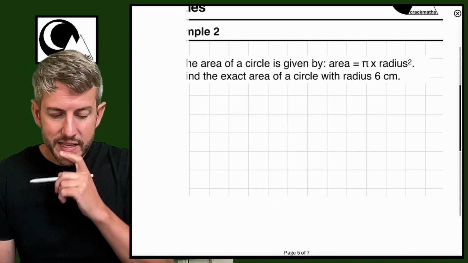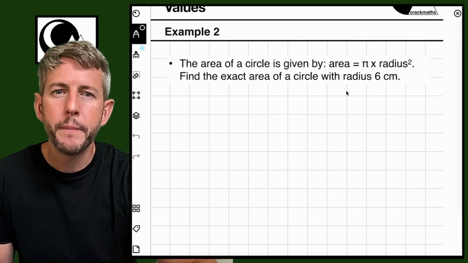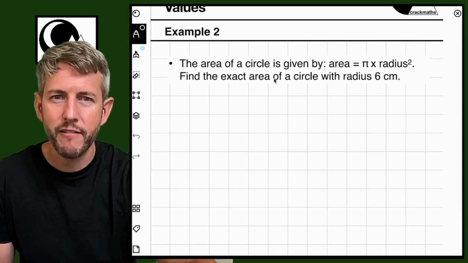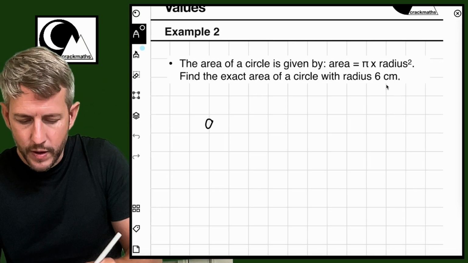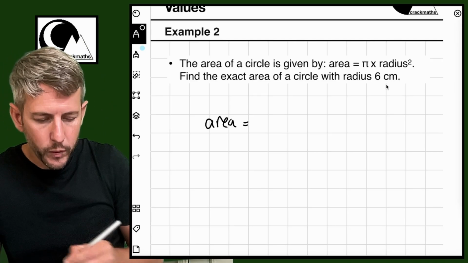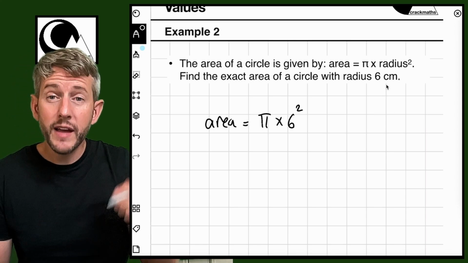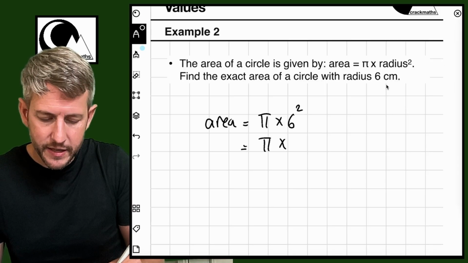So here we go. Example 2 is the area of a circle is given by pi times radius squared. Find the exact area of a circle with radius 6. Okay, so here we go. So area equals pi times 6 squared. Okay, 6 squared is 36. So this equals pi times 36.